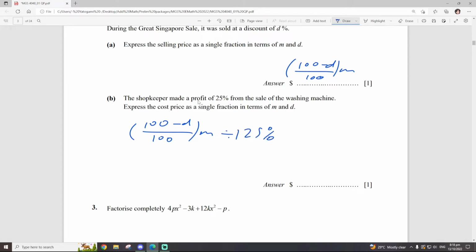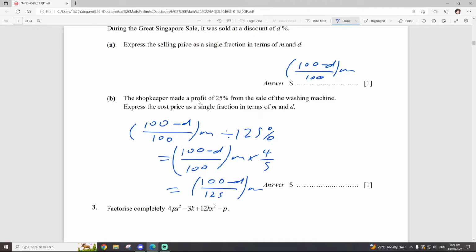Okay. And 125% is actually 1.25, so this is divided by 5/4. So this is the same thing as 100 minus D divided by 100 times M times 4/5, which should be simple enough to simplify. Because 4 divided by 100 is 25, then this one times 5 is 125. So 100 minus D divided by 125 M. So that will be your price. 100 minus D divided by 125 times M.